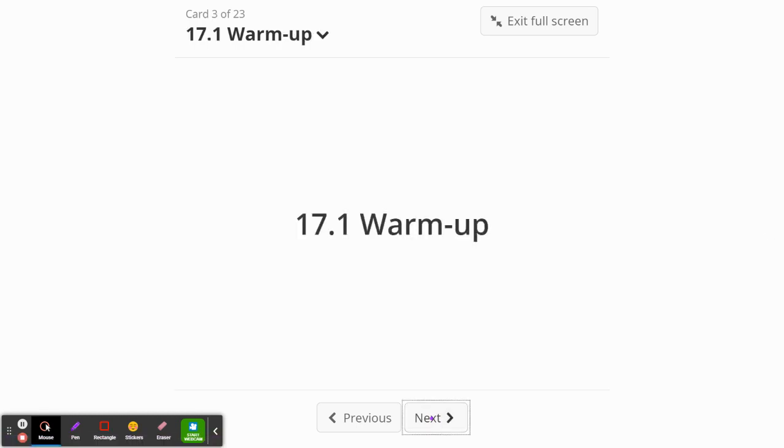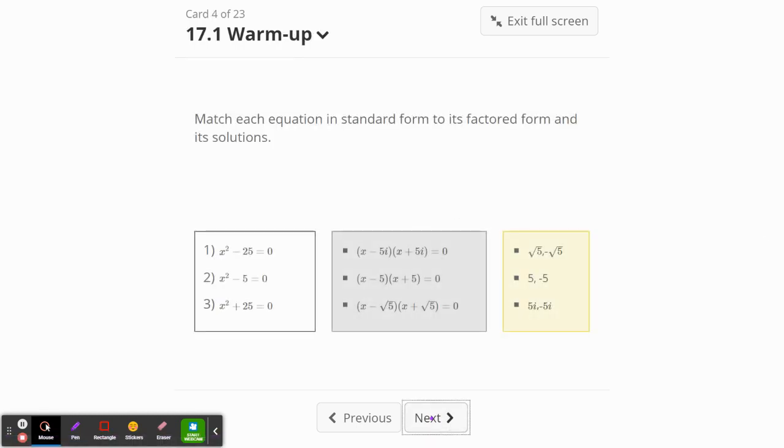We're going to start with our warm-up on page 121. I want you to take a look at the different statements we see here. And I want you to see if you can match the equation in standard form on the left to the factored form in the middle to its solution on the right side. Go ahead and take about 3 minutes to do this. Pause the video and resume when you're ready to go over the answers.